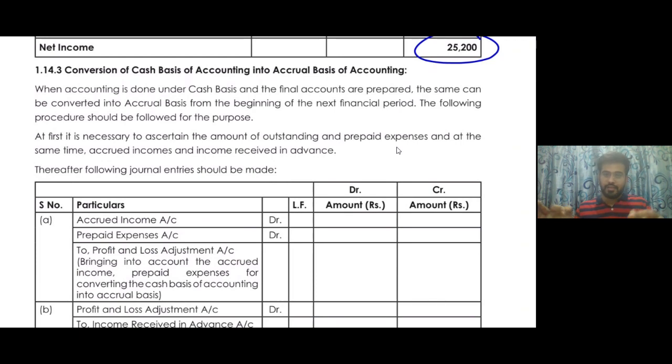Whichever things are relevant to the current year will be considered. Whichever things are relevant to the previous year will be excluded because they have to be considered in the previous year itself. And whichever things are happening in the current year but belong to next year will be removed from the current year and considered in the next year itself. That is the concept behind the whole scenario of accrual, or the outstanding, or the prepaid. Give me a thumbs up if you understood that.